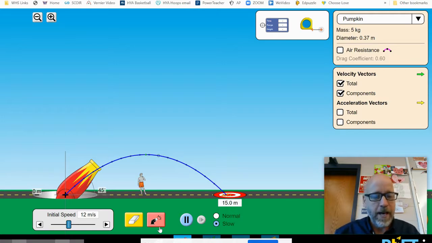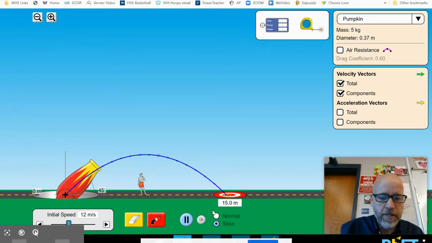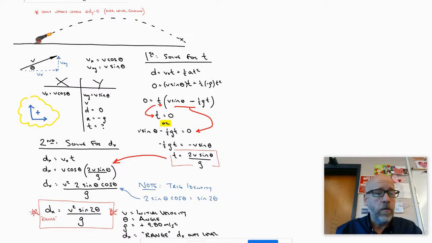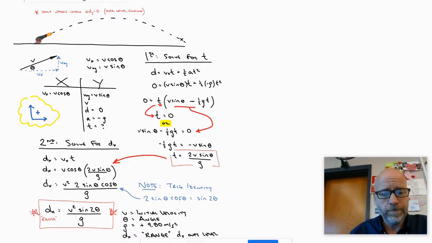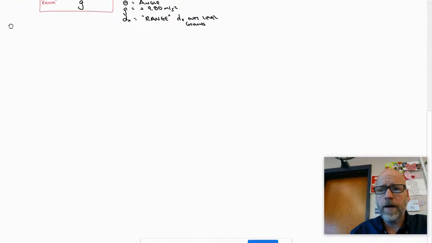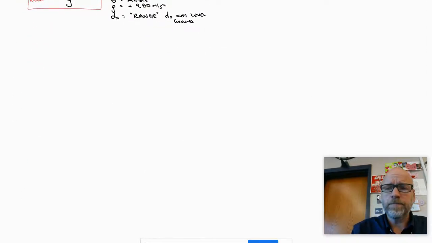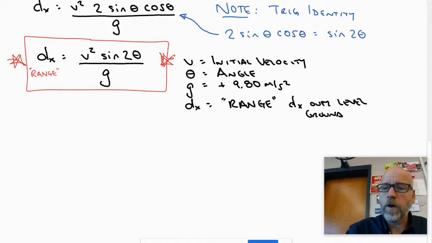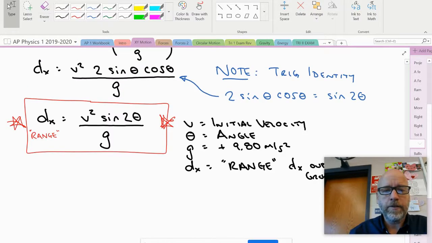So, we just had an initial velocity of 12 meters per second. We have an angle of 45 degrees. Let's go to the math and see how this works. So, here's the range formula as we derived it just a moment ago. Let's go ahead and try to plug in some numbers.